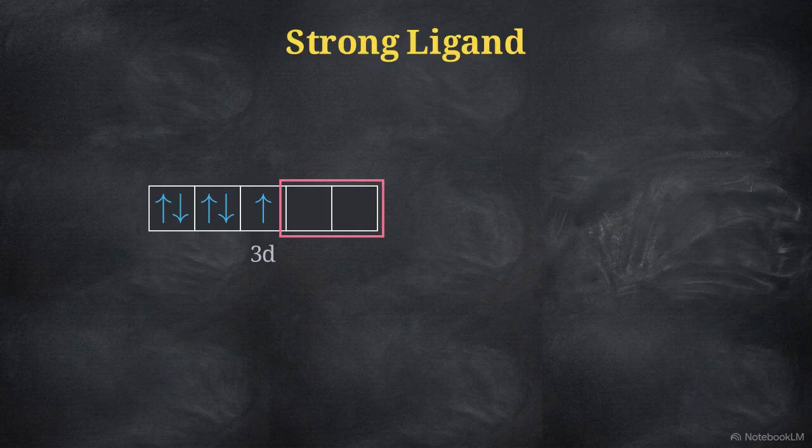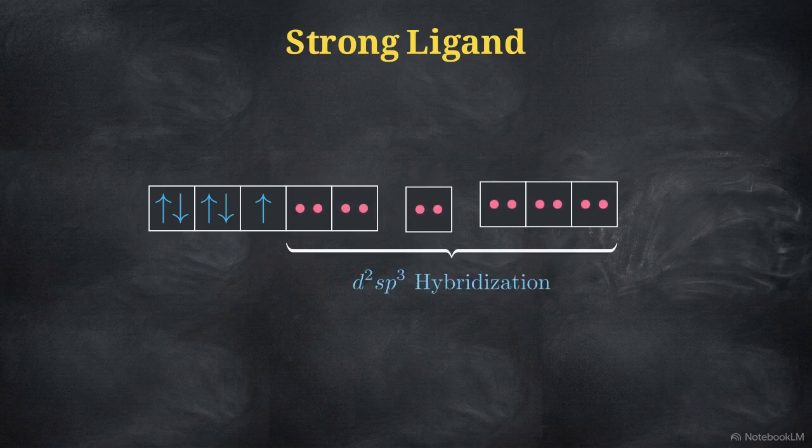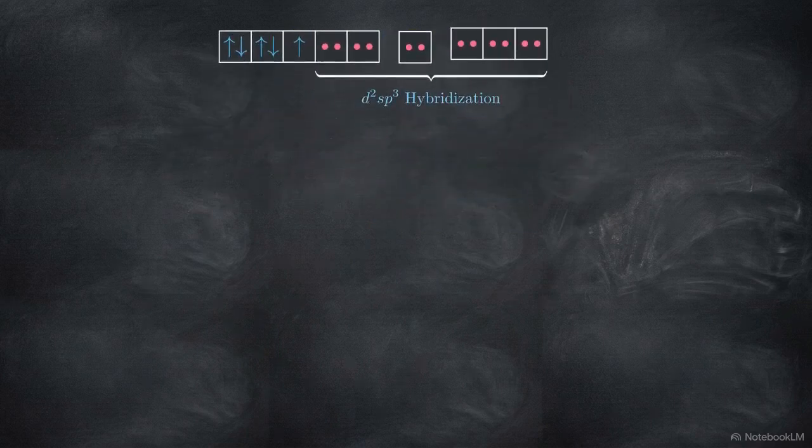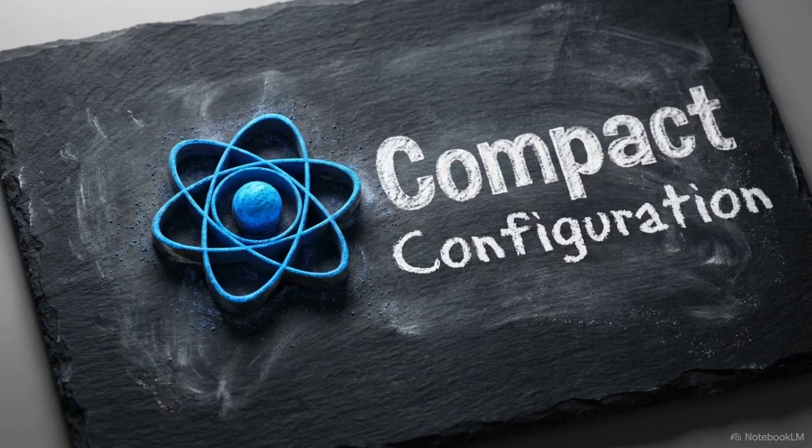The 6 cyanide ligands move into those 2 empty inner d boxes, then the s and p orbitals. This creates d2sp3 hybridization. Remember this with SILO. Strong ligands use inner orbitals, resulting in low spin. By utilizing those inner d orbitals, the compound exists in a low spin state.